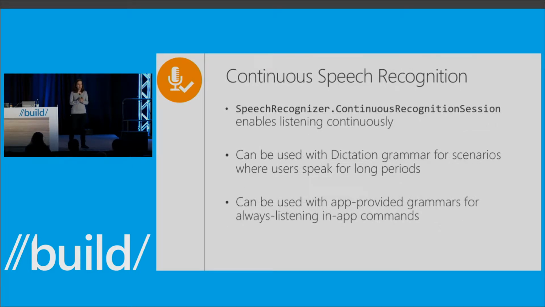The second scenario I would like to talk about is new in Windows 10. We allow you to create a continuous recognition session. This is where the application decides to listen continuously for the user's voice, and it is useful in scenarios such as long dictation, where the user can dictate for long periods of time. For that particular scenario, you need to use the online dictation grammar, and the device needs to be connected to the internet. But you can also provide your own grammars for scenarios such as always listening for in-app commands.